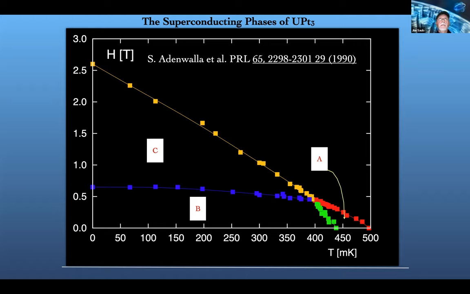These phase boundaries were obtained by measuring anomalies in ultrasound velocity measurements, both sweeping temperature and sweeping field. So you'll see also the A phase is a very anisotropic phase. And the B phase is a phase which theoretically is predicted to break time reversal symmetry. So what I want to show you are very, very beautiful experiments that were done on the A and B phase using polar Kerr effect.